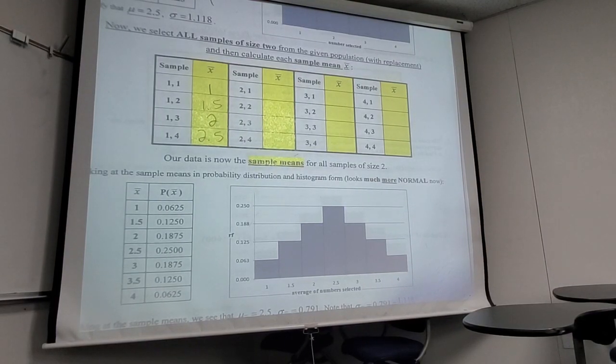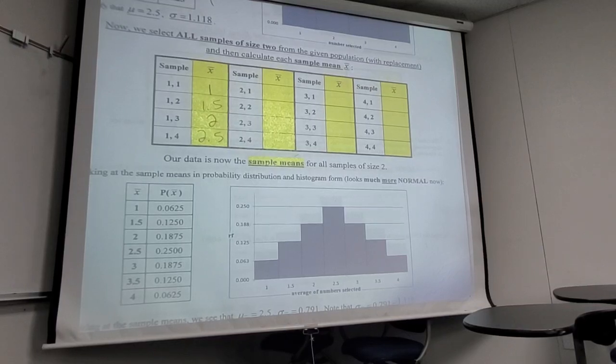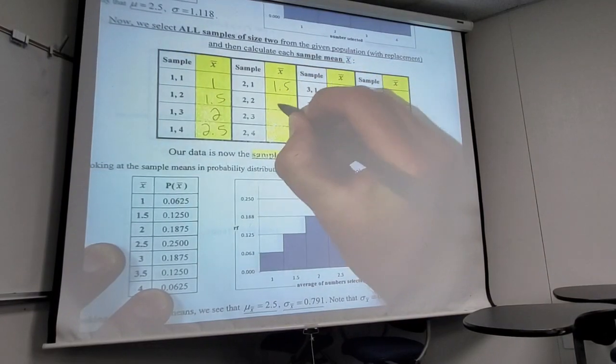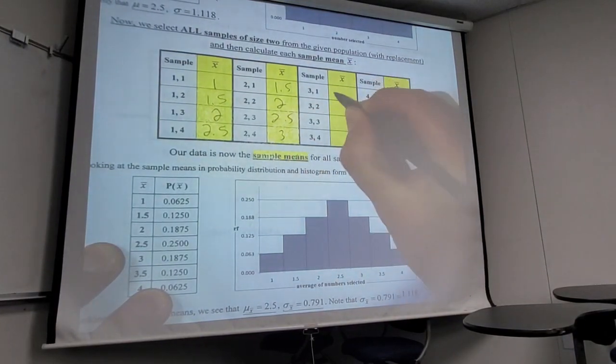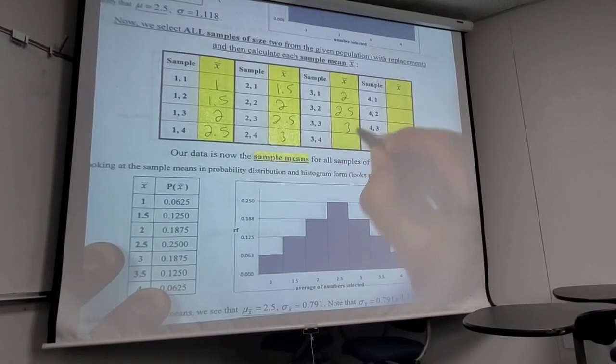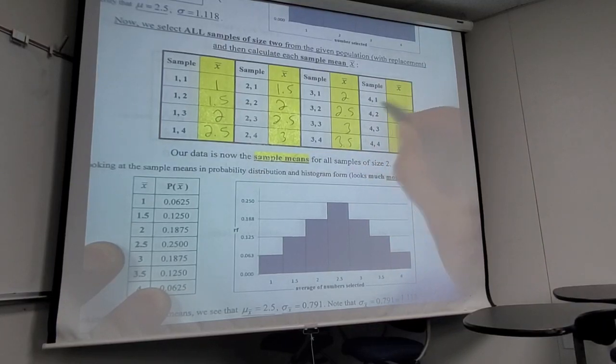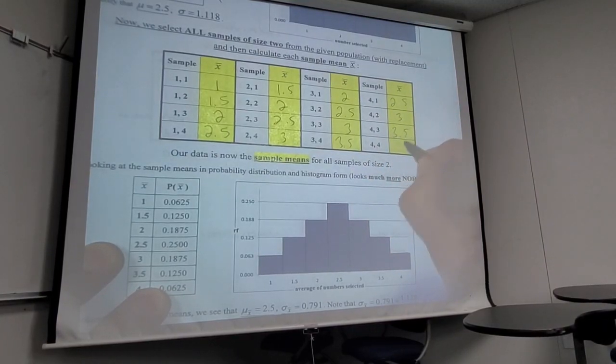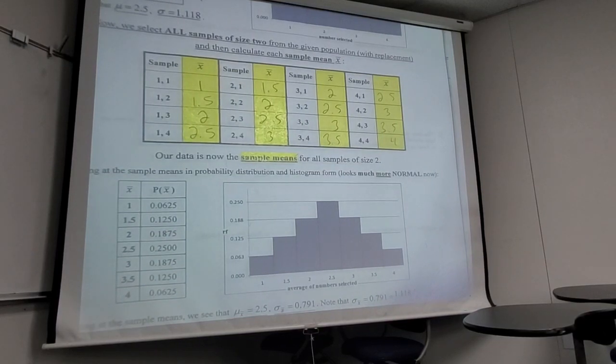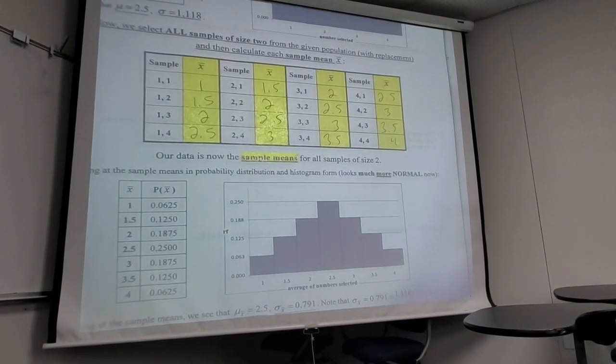Just like in Florida, when I took a group of 20, I then took their averages, and that was my new data. Here, I take every group of 2, I get their averages, and that's my new data. So the average of 2 and 1 is 1.5. This will be 2, 2.5, 3. The average of 3 and 1 is 2, then 2.5, 3, 3.5. The average of 4 and 1 is 2.5, then 3, 3.5, 4. If you don't trust me, you can do the averages, but once you see the pattern, it's kind of nice.